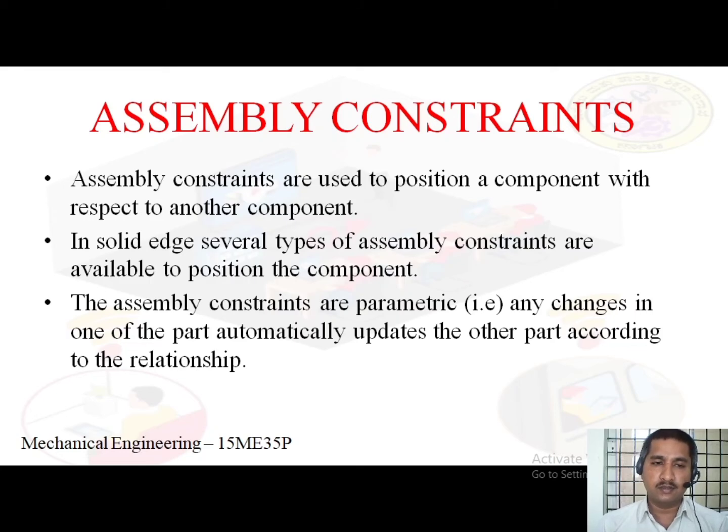Assembly constraints. Assembly relationships are used to position a component with respect to another component. In Solid Edge, several types of assembly constraints are available to position the component. The assembly constraints are parametric in nature. Any changes in one of the parts automatically update the other part according to the relationship. Next, move on to the next slide.